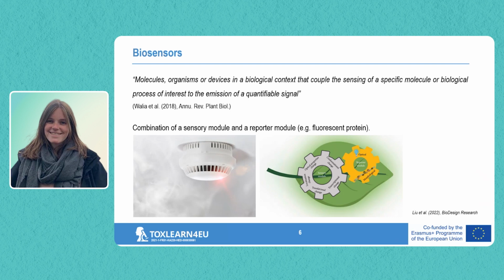Here you can see an example in a plant. You have this sensory module, which really senses a difference, for example, in hydrogen peroxide levels, which is something you could be interested in. And then it also contains a reporter module, and this is usually a fluorescent protein. Both are coupled, and then you will get a measurable or quantifiable signal.